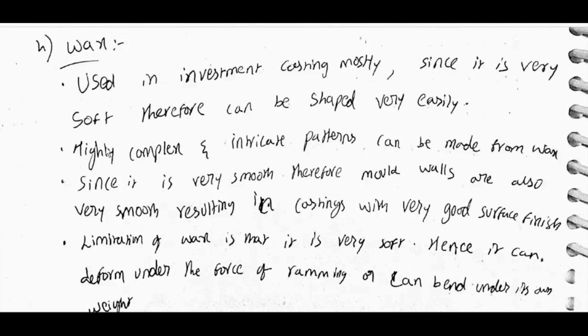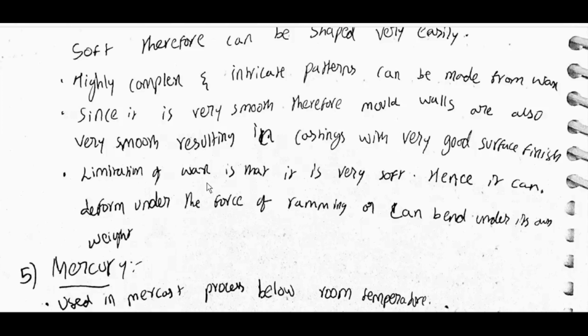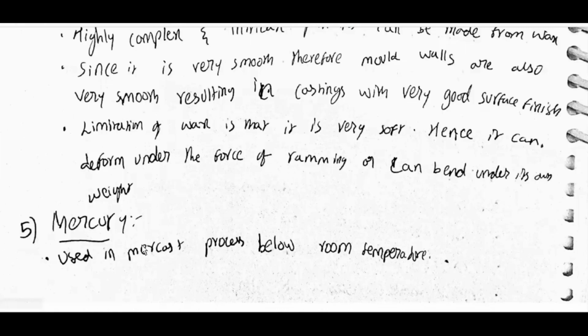Wax is used mostly in investment casting, since it is very soft, therefore it can be shaped very easily. Highly complex and intricate shapes can be made from wax. Since it is very smooth, the mold walls are also very smooth, resulting in castings with very good surface finish. The limitation of wax is that it is very soft, hence it can deform under the force of ramming or can bend under its own weight.